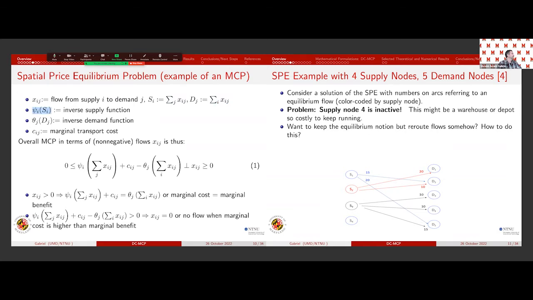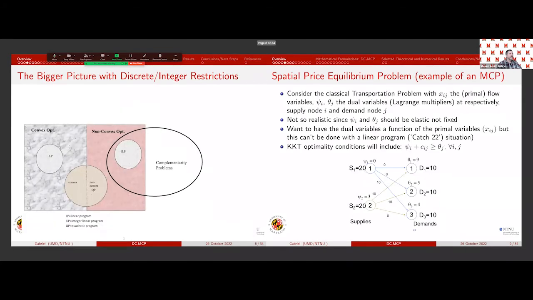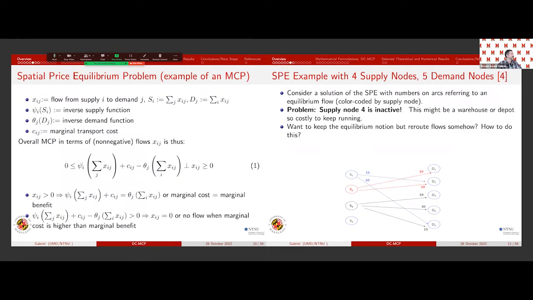And then we also have an inverse demand function. And so the overall thing here is instead of these conditions, we generalize them to make them functions of the primal variable. So in fact, we have the inverse supply function as a function of all the flows out of that node i, plus the unit transportation cost, minus the inverse demand function has to be greater than or equal to 0.